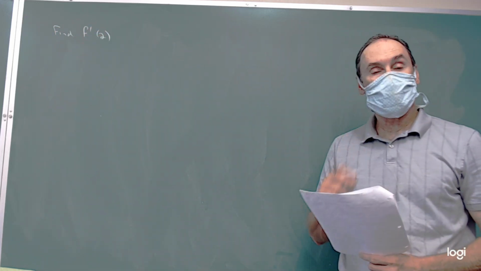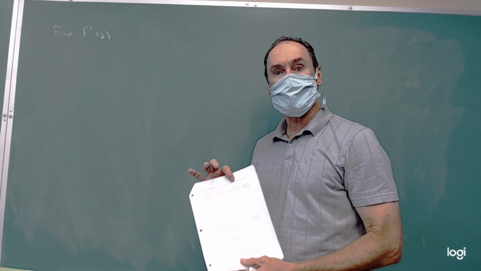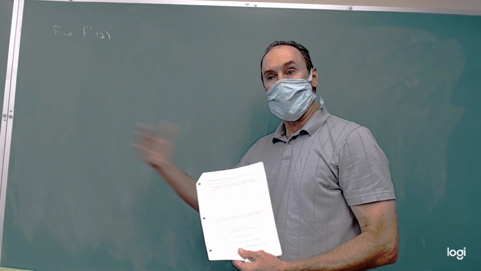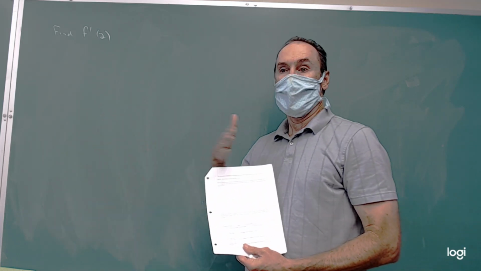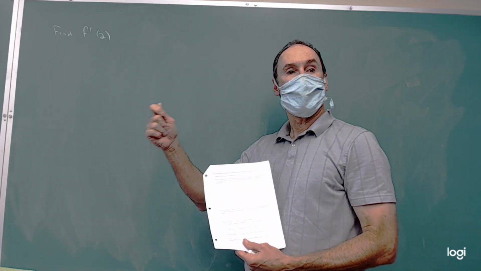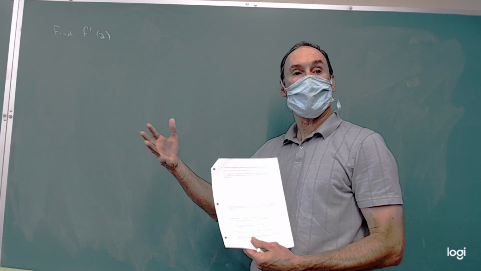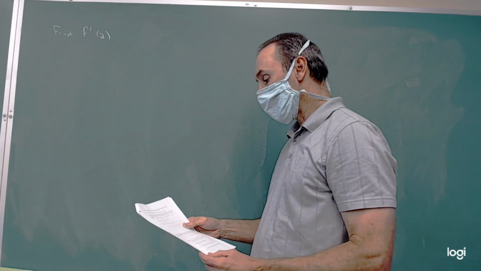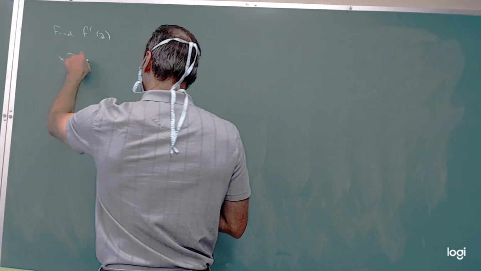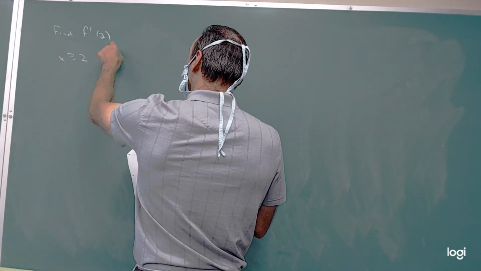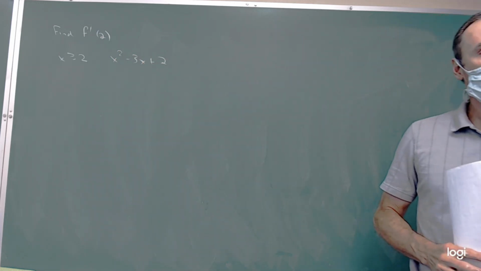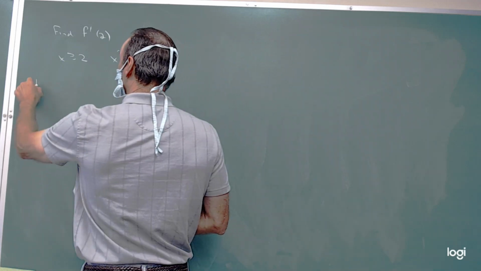And because we have a piecewise function and it's defined differently to the right of 2 than it is to the left of 2, we're going to have to find the left-hand derivative and the right-hand derivative and see if they're equal to each other. If they are, the derivative exists, and that's what it is, but we're going to find out they're actually different. Okay? So if we do it on the right, so for x greater than or equal to 2, our piecewise function says we have x squared minus 3x plus 2. You with me here?